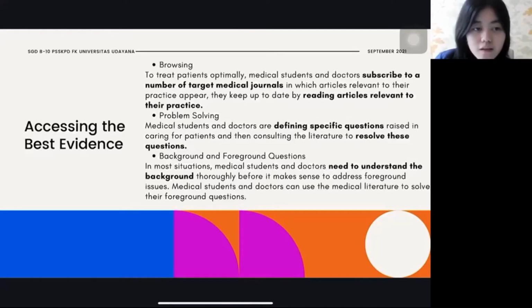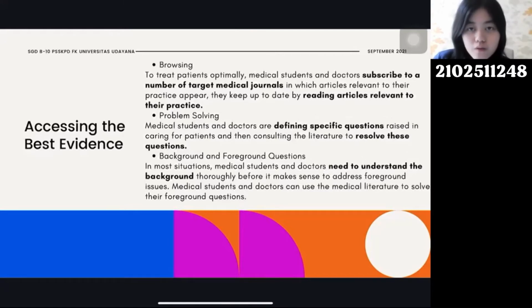My name is Margareta Jesselyn. When we are doing research, there are a few acceptable and agreed ways to obtain the best evidence. First, we can do browsing. Medical students and doctors subscribe to a number of medical journals which are relevant to their practice. They keep up to date by reading those relevant to their practice.